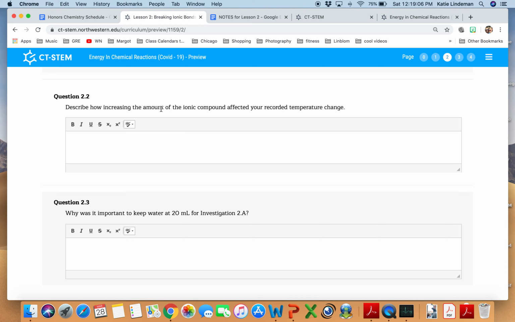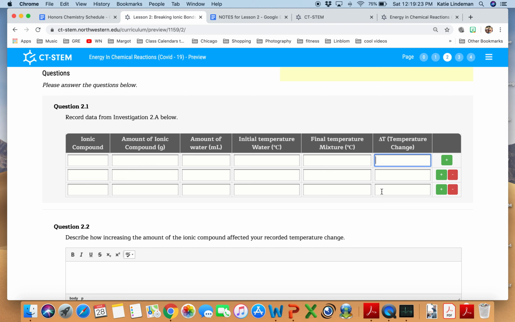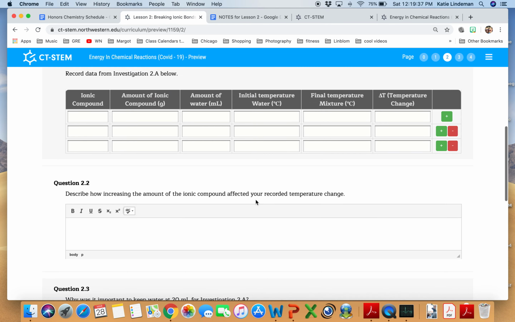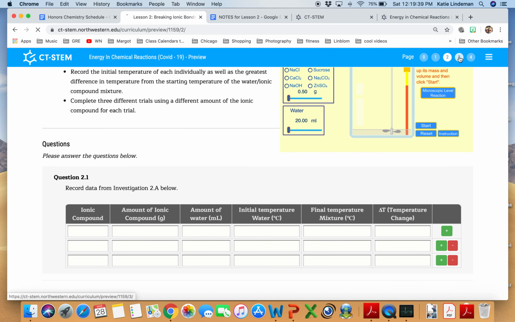How did decreasing the amount of ionic compound affect your recorded temperature change? What you want to think through for this question is, as you increased the amount of compound, what happened to the temperature change? Did the temperature change also increase? Did it decrease? What happened there? And then, why is it important to keep 20 milliliters of water for investigation 2A? Also start to think through that.